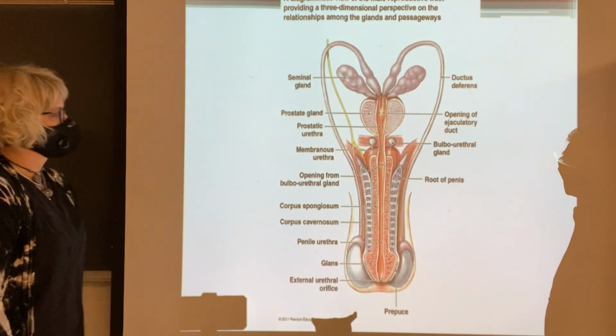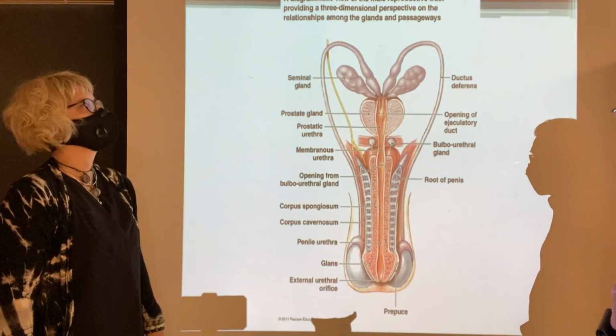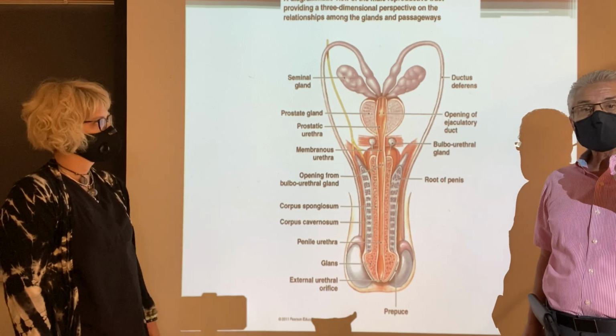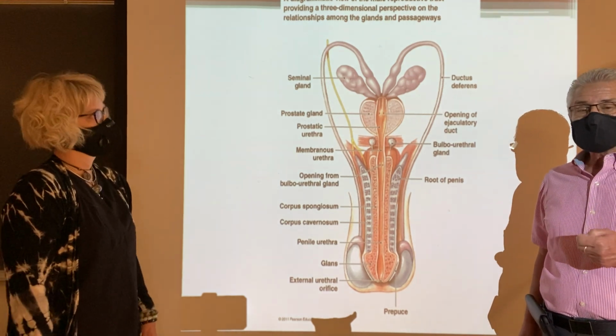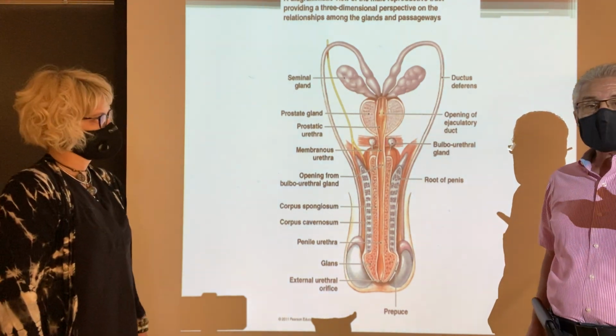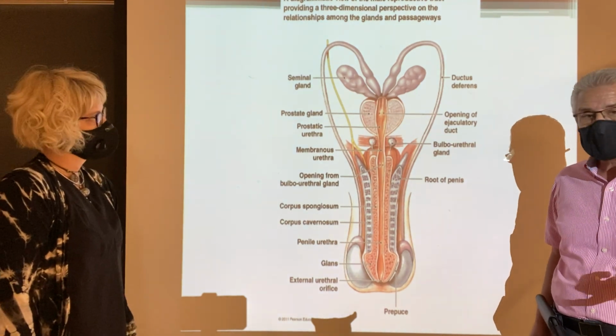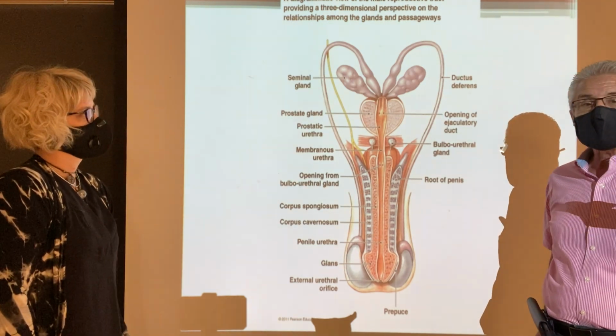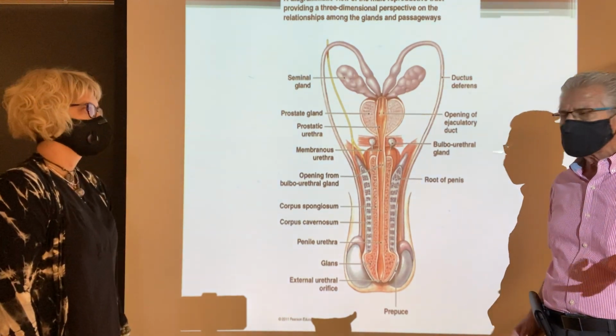The seminal vesicles, just to give us an orientation, nourish the traveling sperm. This is where we have fructose, vitamin C or ascorbic acid, and coagulating enzymes. I'm going to say coagulation.